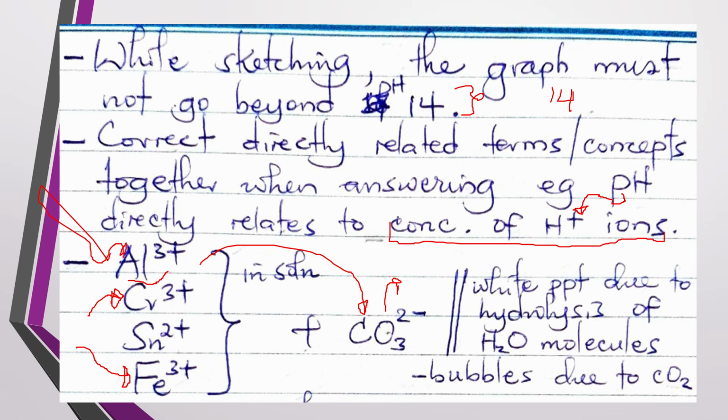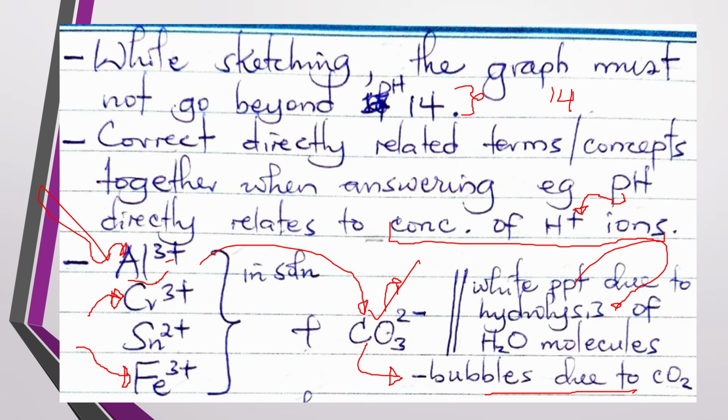Now notice that all those observations are due to formation of hydroxides of those particular elements that have high charge densities together with small ionic radii. And those are the reasons why polarization or salt hydrolysis takes place. So here we are telling that white precipitate is due to hydrolysis of water molecules, and then bubbles of a colorless gas due to carbon dioxide. So carbon dioxide is as a result of this carbonate undergoing salt hydrolysis.